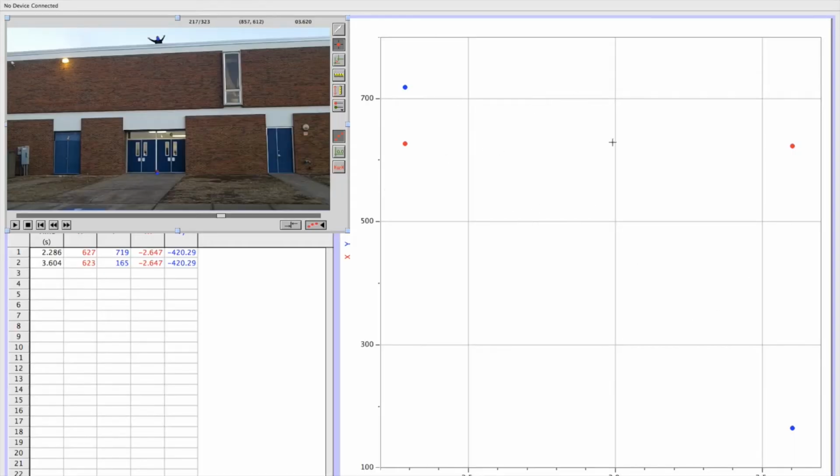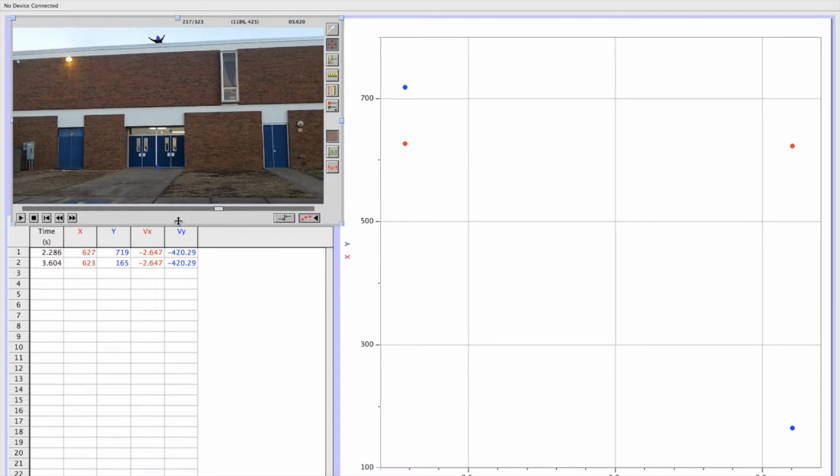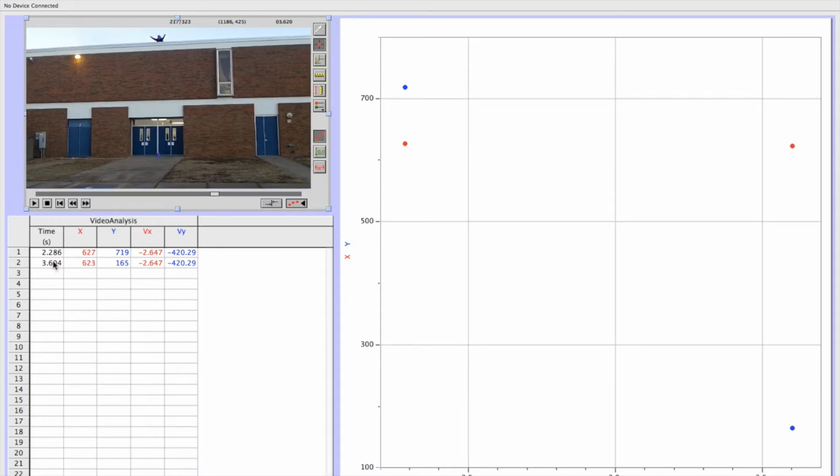Notice I've got some stuff over here on the graph. I don't really care that much about the graph. What I really care about is this table right here. I've got time listed in the table. Do you see how I've got 3.604 and 2.286? Well, 2.286 means that I let go of the ball 2.286 seconds into the video, and then the ball hit 3.604 seconds into the video. So I'm going to find the difference between those two.